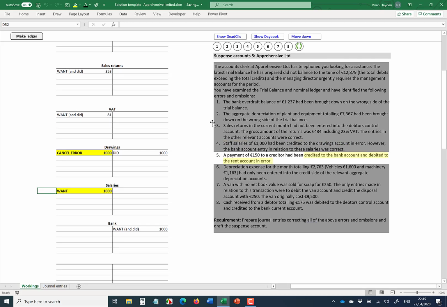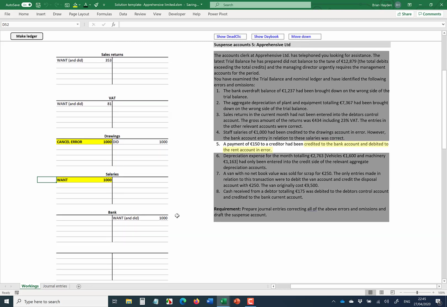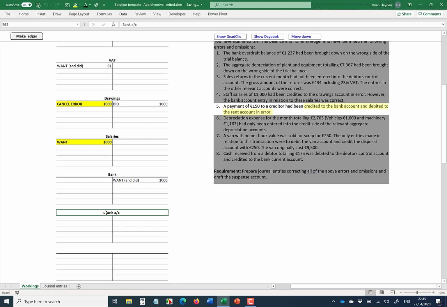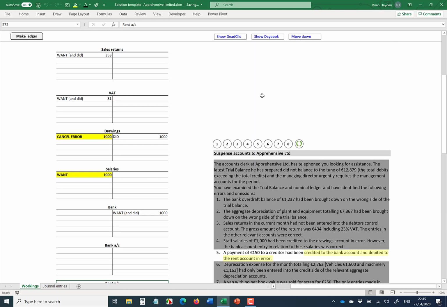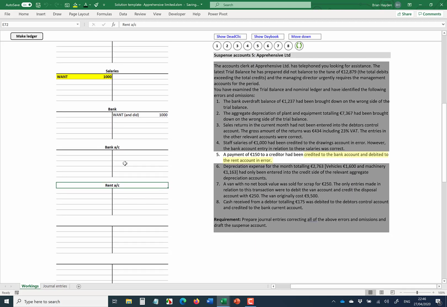Number 5. A payment of £150 to a creditor had been credited to the bank account and debited to the rent account in error. Well again, a payment to a creditor, so it would affect the bank. Again, I'll just move these things down a little bit more. So it was credited to the bank account. So we put that into the bank account, and that is the correct entry. And it was debited to the rent account. We put 150 in there. We shouldn't have put it into the rent account. It should have gone into the creditor's control account. So that's what we want for that.